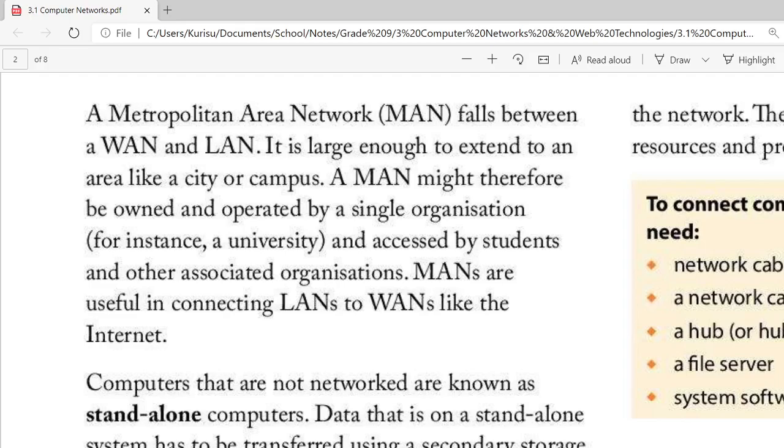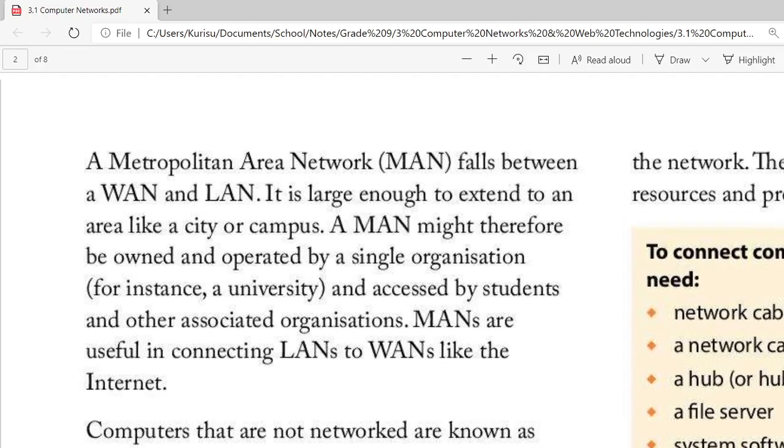Metropolitan Area Network (MAN) falls between WAN and LAN. It is large enough to extend to an area like a city or campus. MAN might therefore be owned and operated by a single organization, for instance a university, and accessed by students and other associated organizations. MANs are useful in connecting LANs to WANs, like the internet. Alright, you could pause here.